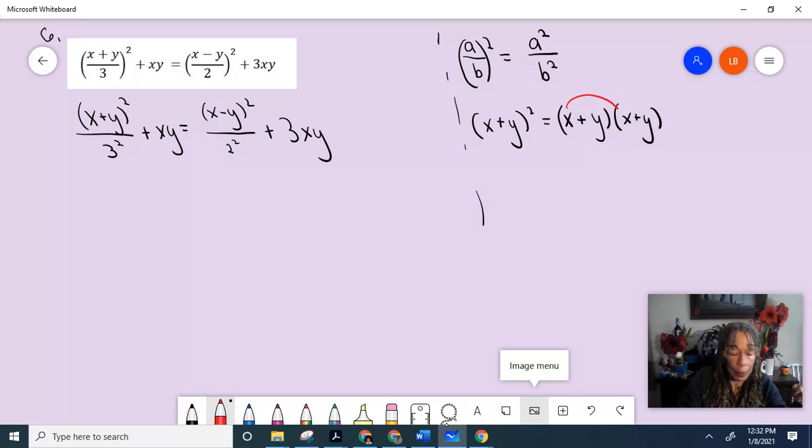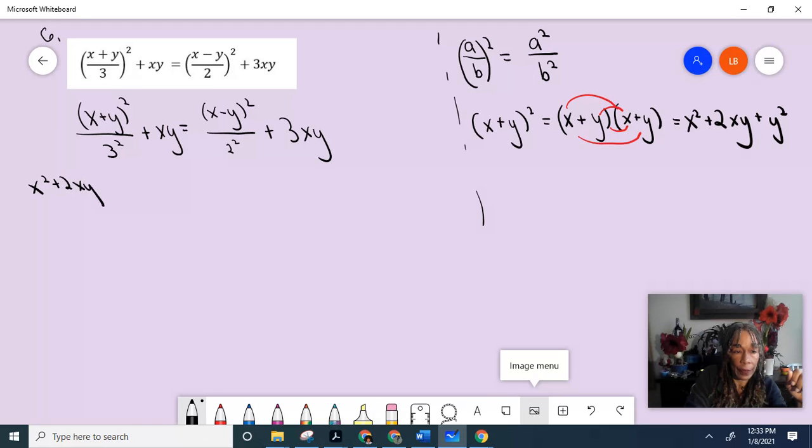So I've got first, outside, inside, last. And the first will give me an x squared. The outside will give me an xy, and the inside will give me an xy. So that is 2 of them, 2xy. And the last will give me a y squared. So I'm just going to write that over here. I've got x squared plus 2xy plus y squared all over 3 squared, which is 9.